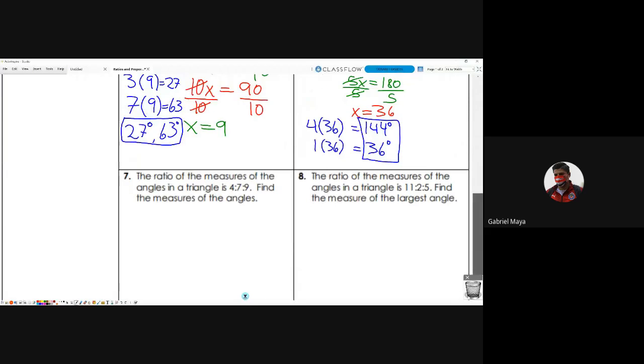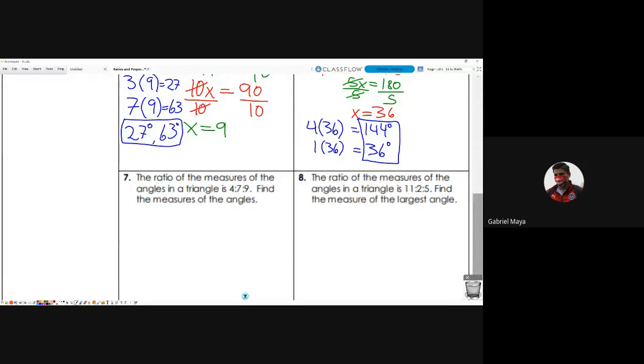So now I want you guys to do number 7 and 8 on your own. I don't think I need to model that one for you. So let's see. Who am I going to pick on? Who wants to do number 7 and 8?